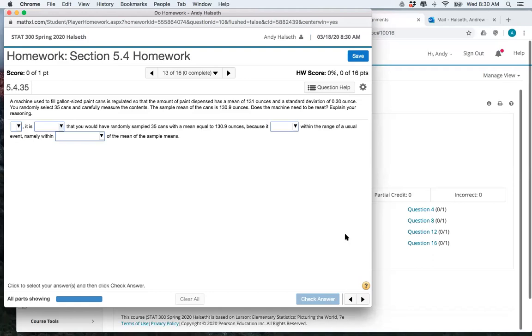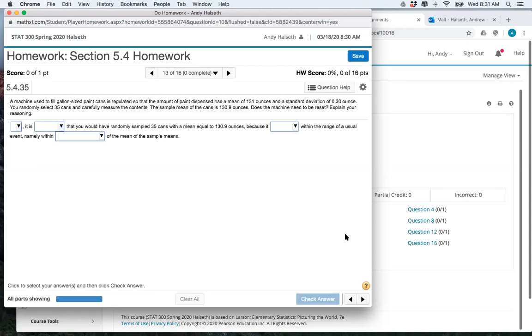It's talking about a machine used to fill gallon-sized paint cans, so that the amount of paint dispensed has a mean of 131. So that mean is the population mean mu. So mu is 131. And then the population standard deviation sigma is 0.3. You randomly select 35 cans. That's an n, that's a sample size. So n is 35. And the sample mean of cans is 130.9.